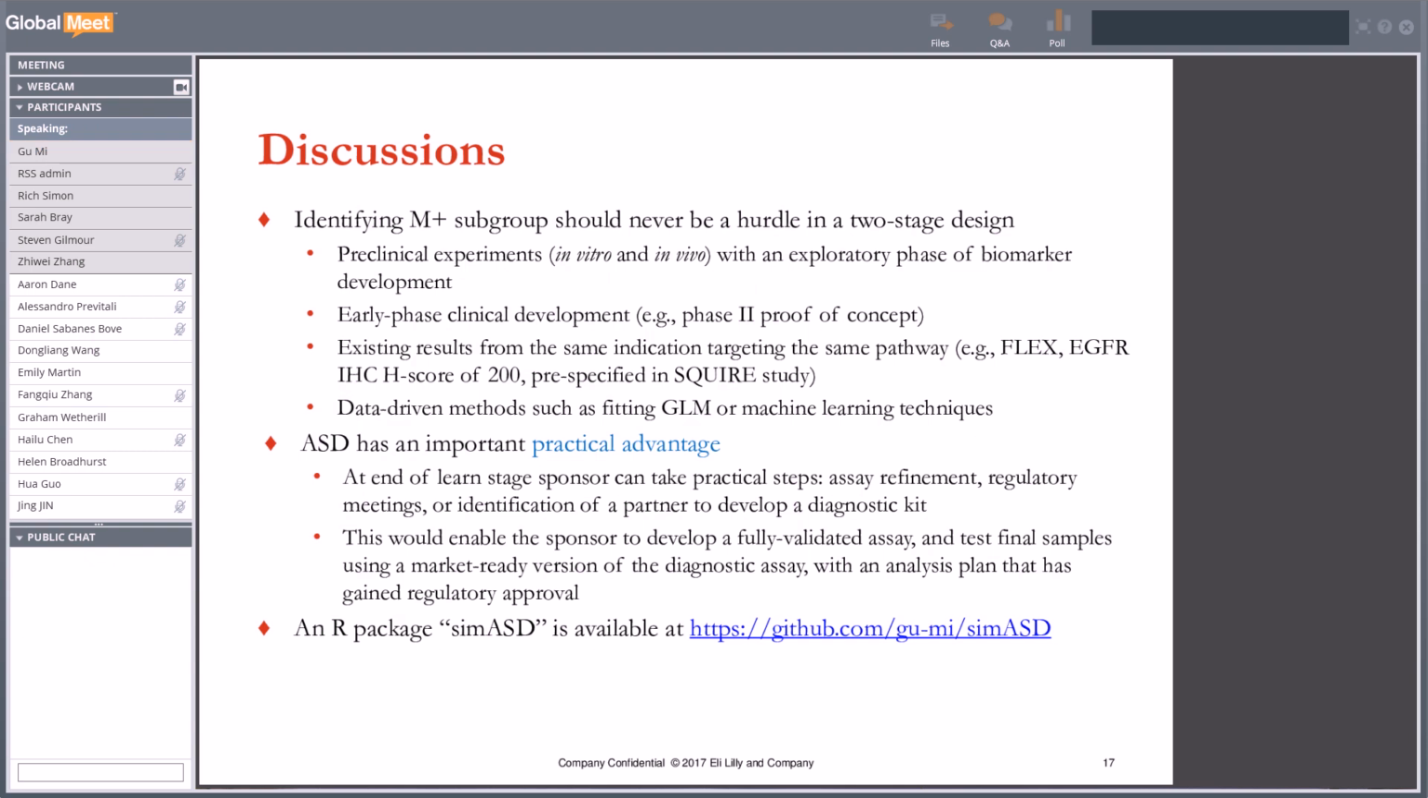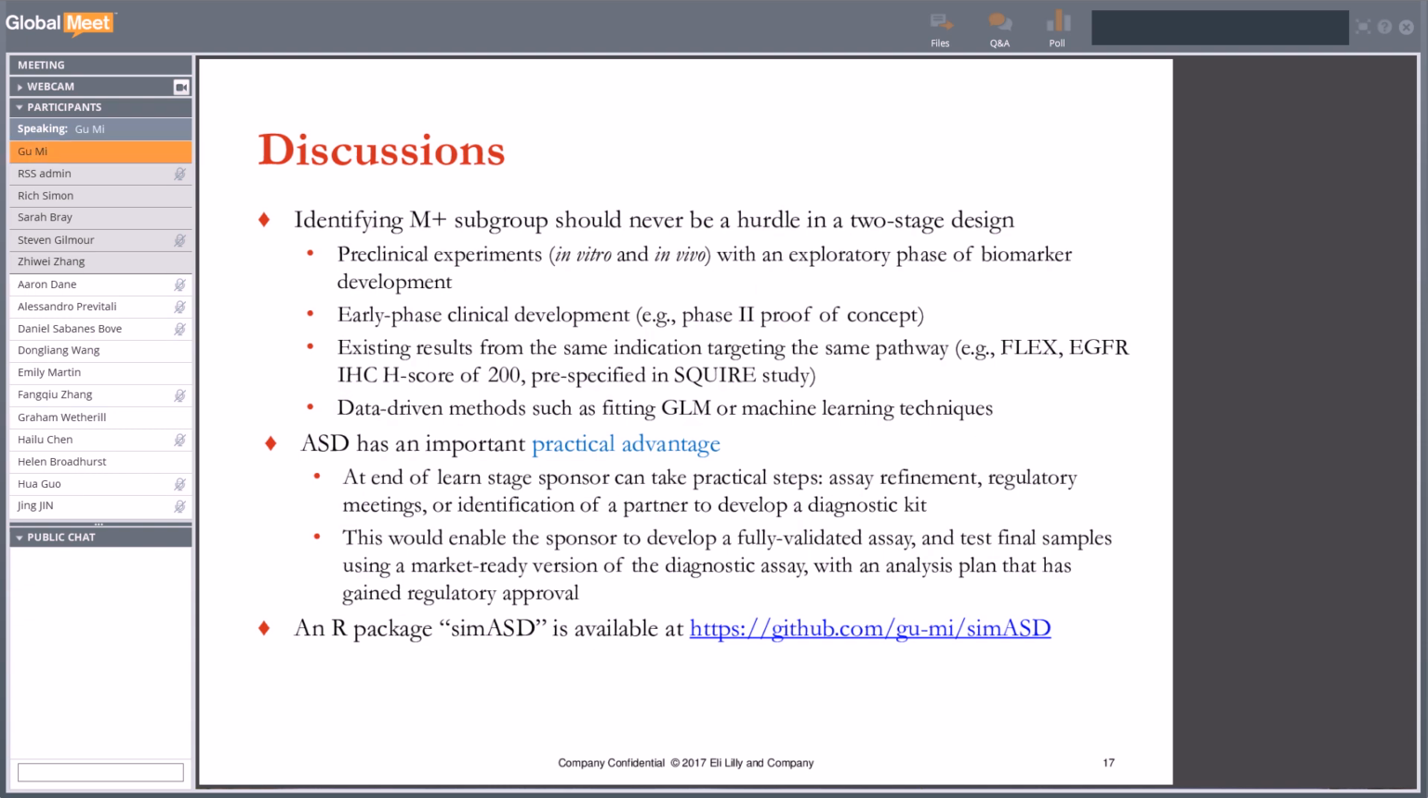Second, the ASD, the two-stage design, has an important practical advantage in terms of assay development at the end of the learn stage, where the sponsor can work on the assay refinement, have the regulatory meetings, or partner to develop the diagnostic kit or CDx.